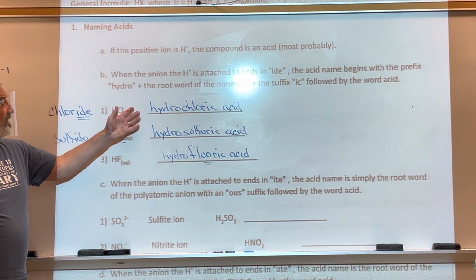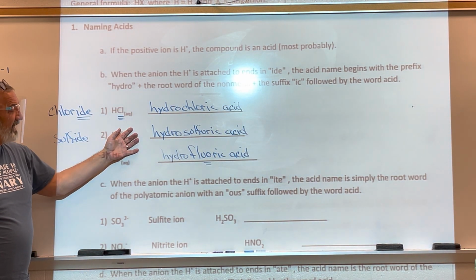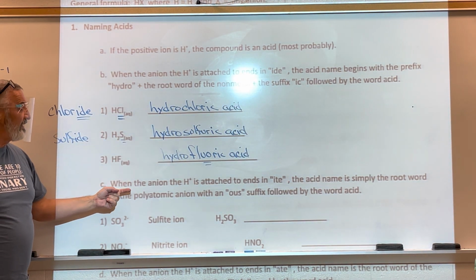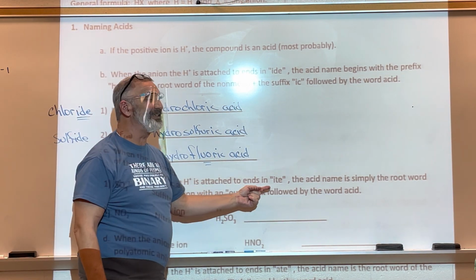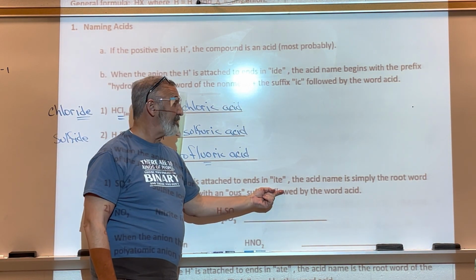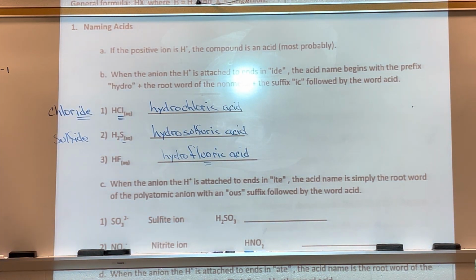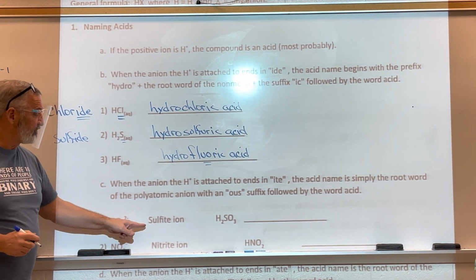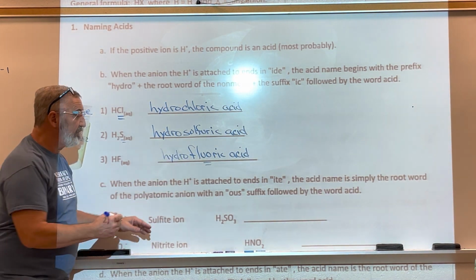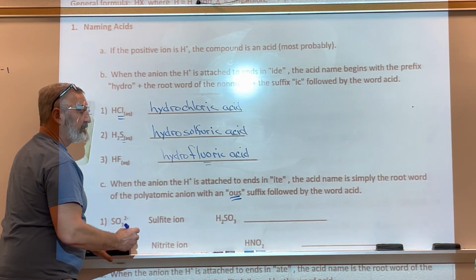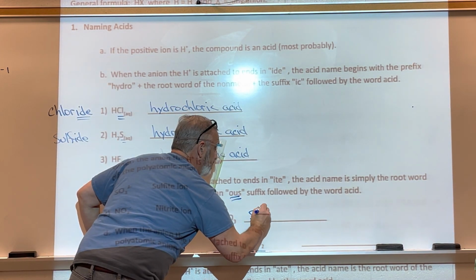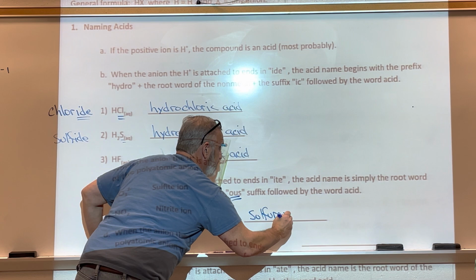Okay, so if it ends in I, it's hydro. But when the anion of the H plus is attached to ends in ite, that means it's a polyatomic ion, so we're not going to use hydro now. Now we're only going to use the name of the root word. Okay, so sulfite, and we're going to put an OUS ending on it. So we're just going to say sulfurous acid.